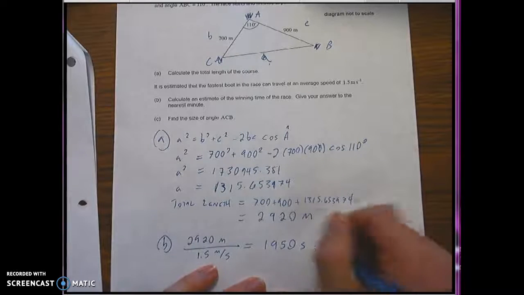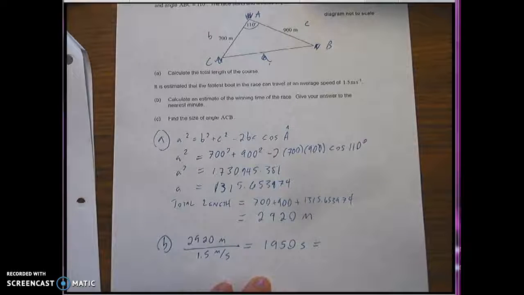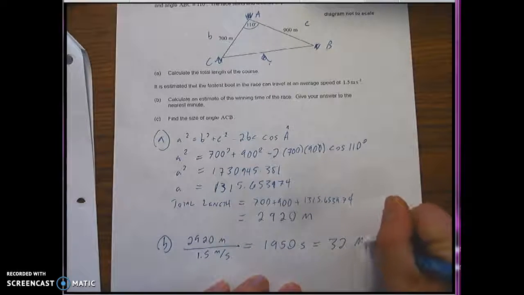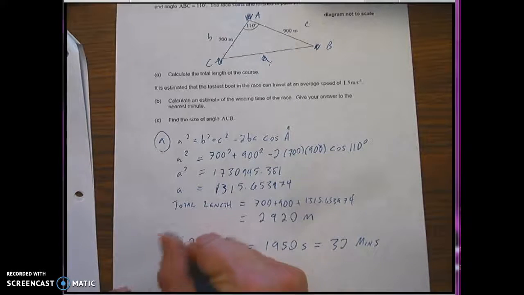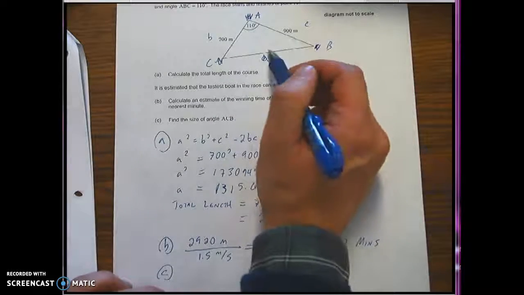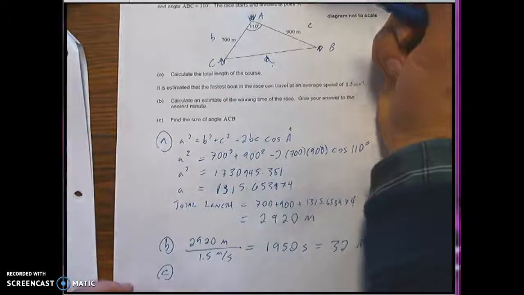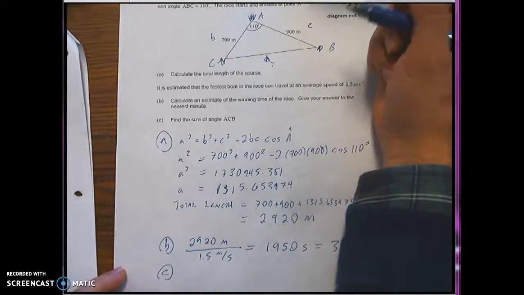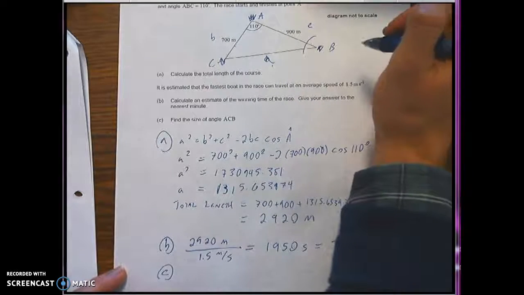That's seconds, so how many minutes is that? To the nearest minute, you just take that answer and divide it by 60, and we're talking 32 minutes is the winning time. Last part here is to find the size of angle ACB. So now we've got to revert back to the original lettering to figure out which angle they're asking for specifically. And angle ACB would have been this one right here.